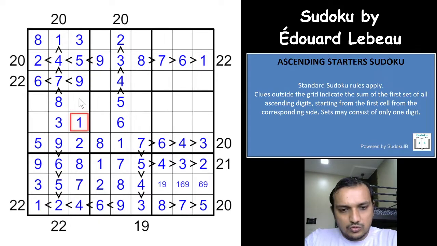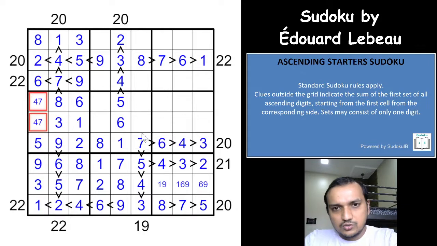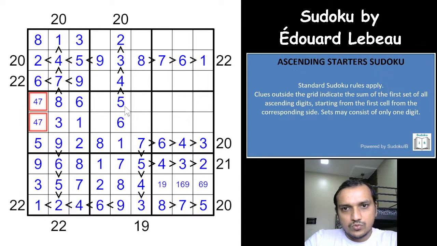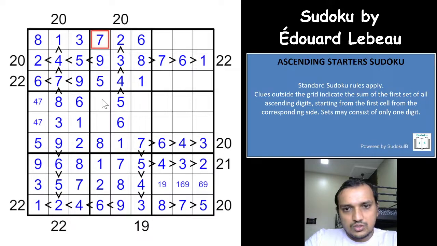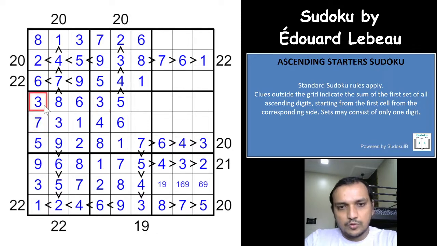1 and 6 here, so 1 and 6. 4 and 7 in these two cells. This cell would have to be a 1. 5, 6 and 7, so this is 6. 5 and 7, so this is 5 and 7. This is 3 and 4, so 4 and 3 here. That gives you 7 and a 4 here.